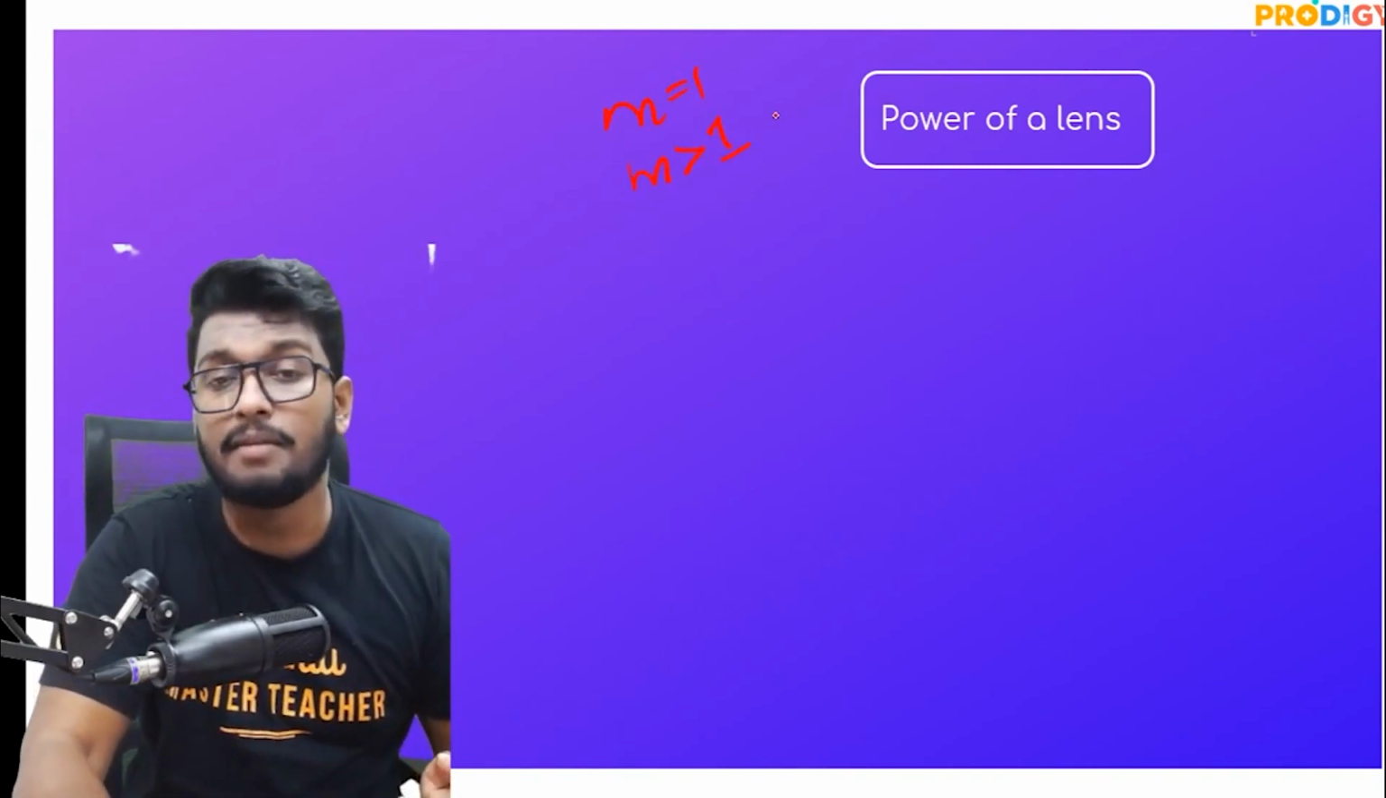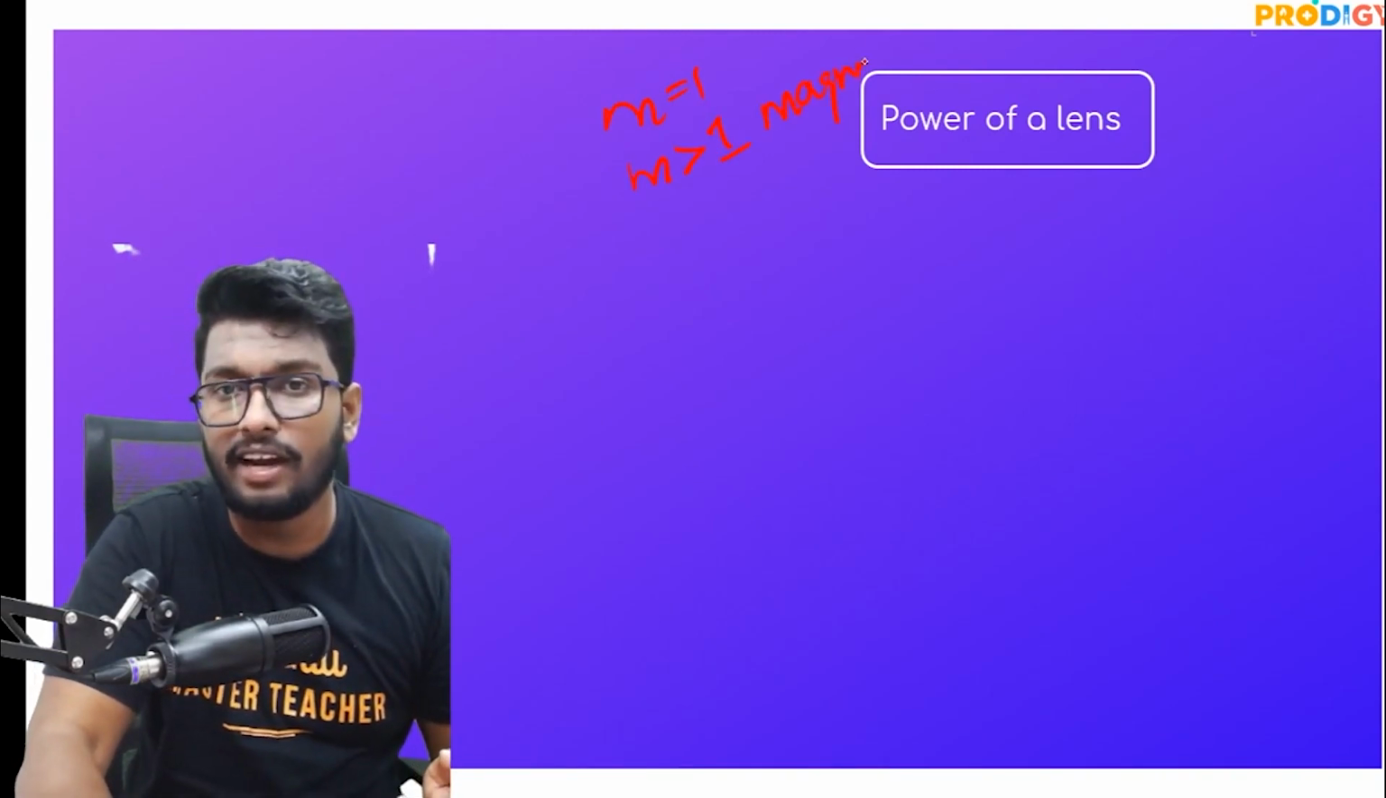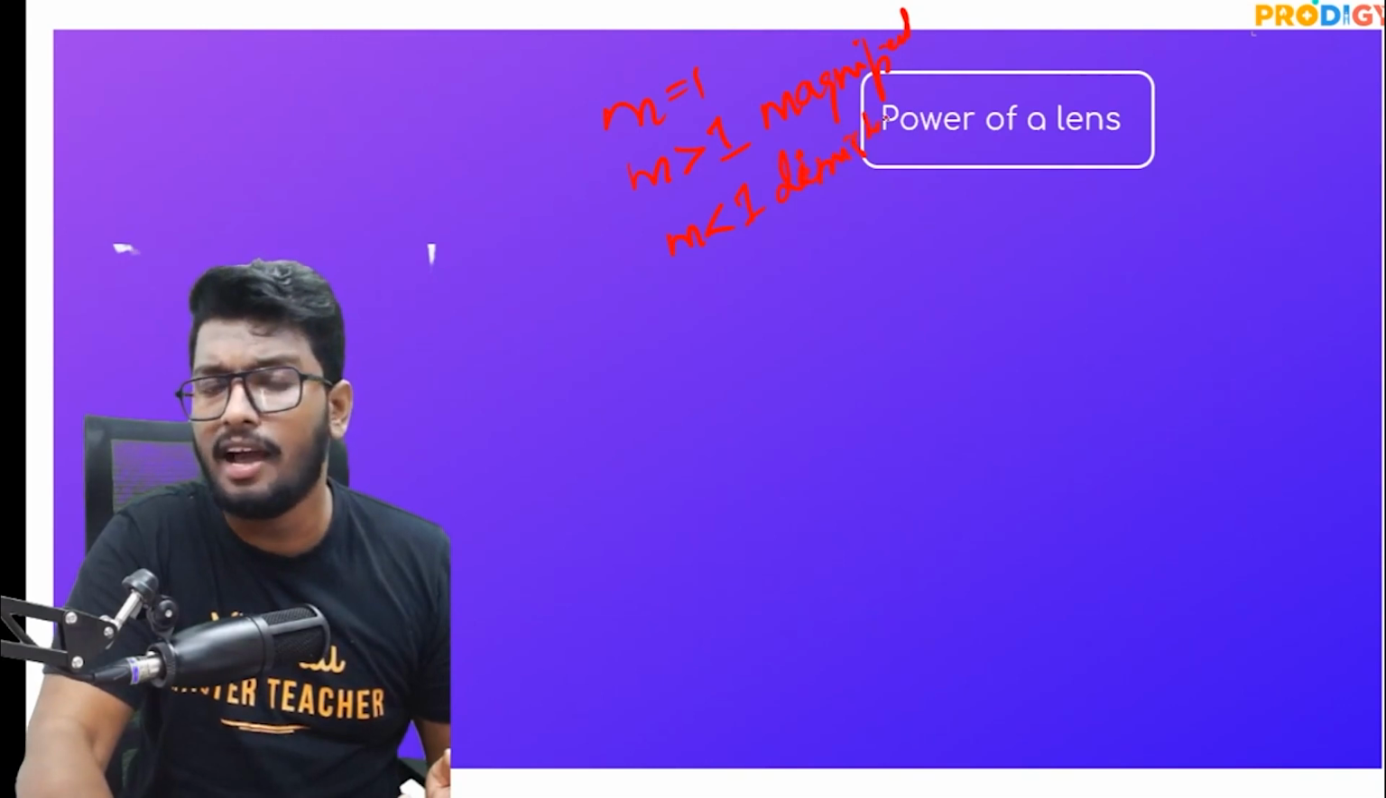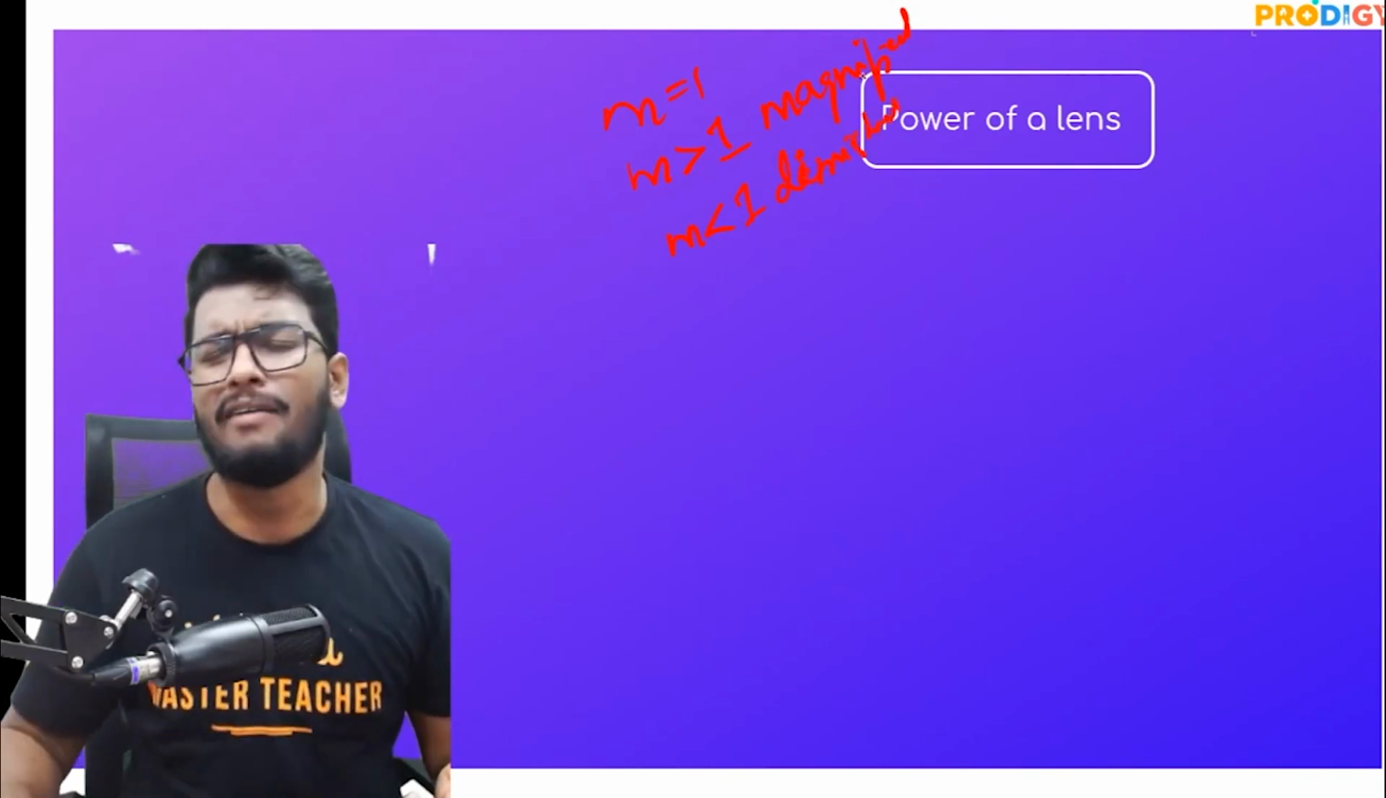If M is greater than 1, that means that it's a magnified image. If M is less than 1, that means it is a diminished image. As simple as that. Now let's talk about the power of a lens.